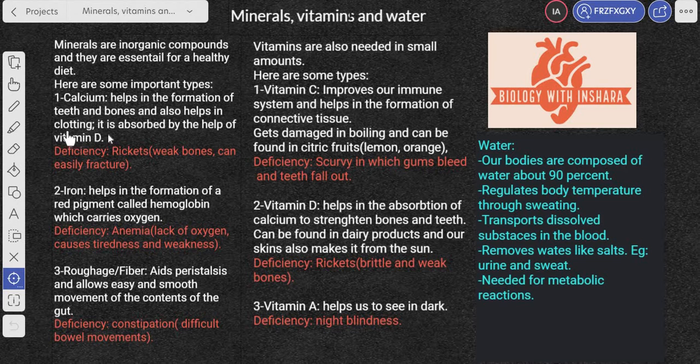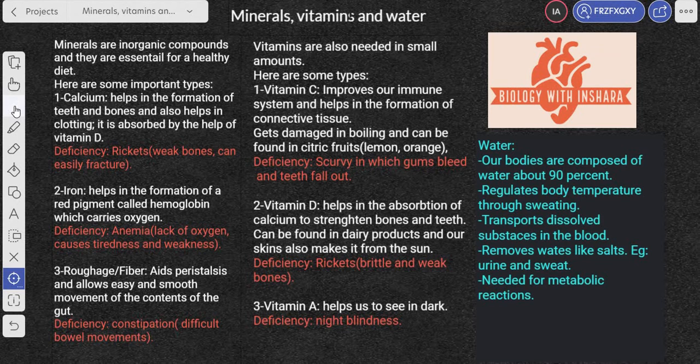Now for the clotting to occur, or for that material to form on your cut or on your wound, calcium is very important, because if you don't have calcium then your wounds won't heal on time and you would be losing a lot of blood, which will in turn cause weakness, tiredness, and maybe some other complicated issues which can be discussed maybe not now, but some other day for the sake of knowledge. Okay, it is absorbed with the help of vitamin D.